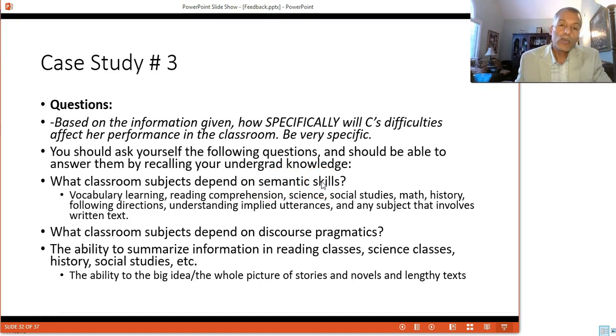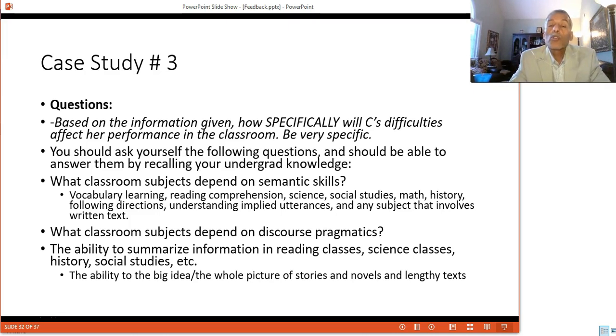And then it leads to treatment and you say, now one area that I need to focus treatment on is semantic skills, to strengthen semantic skills. So now you see how everything connects and one thing leads to the other. What classroom subjects depend on discourse pragmatics?